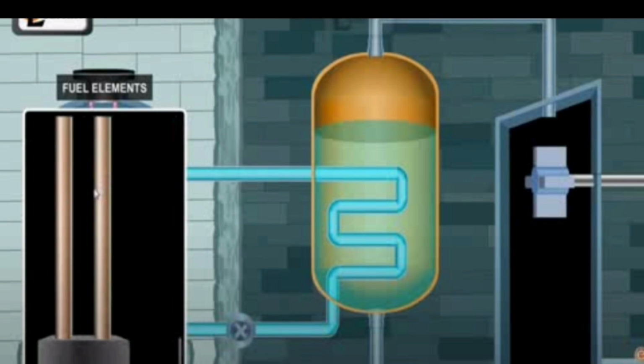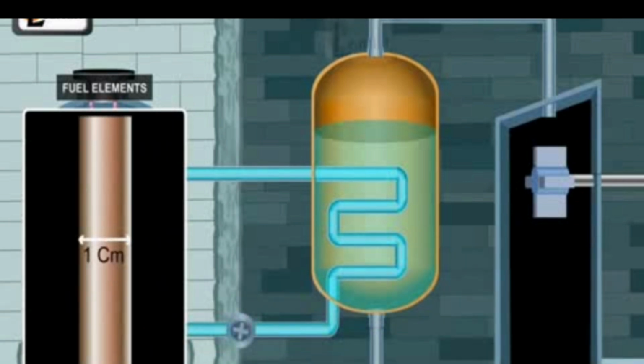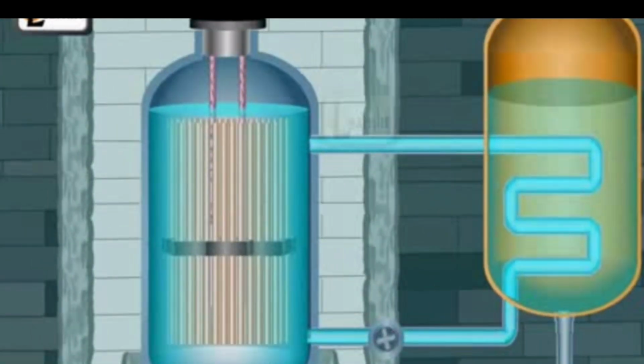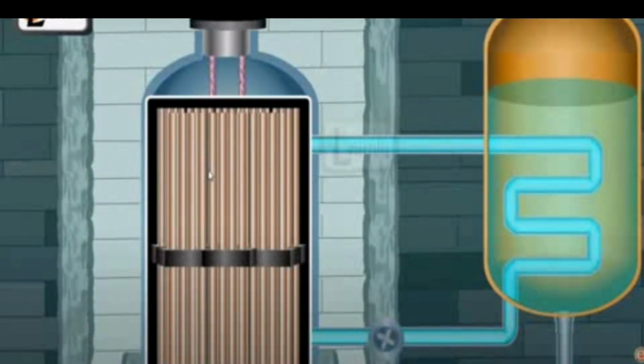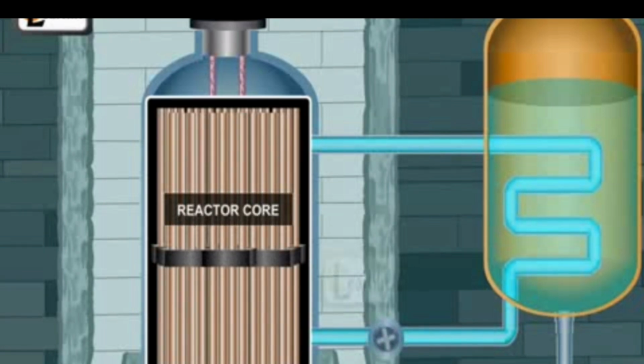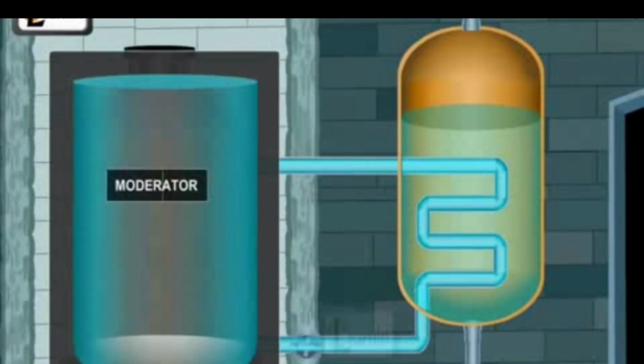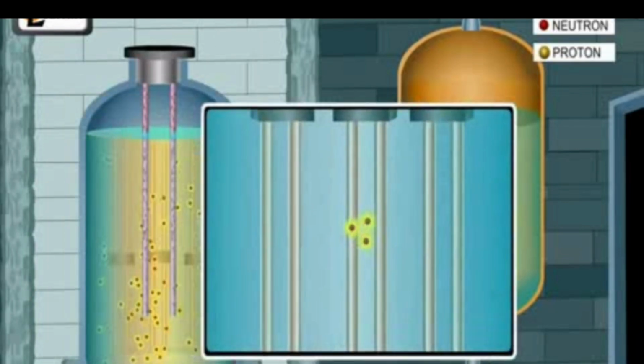Fuel elements. The fuel elements are the uranium. So uranium is inside the fuel, placed inside the nuclear reactor. These are all the bundles of fuels, fixed inside the nuclear reactor. This is called the reactor core. And this is the moderator. The moderator is used to slow down the fast neutrons.